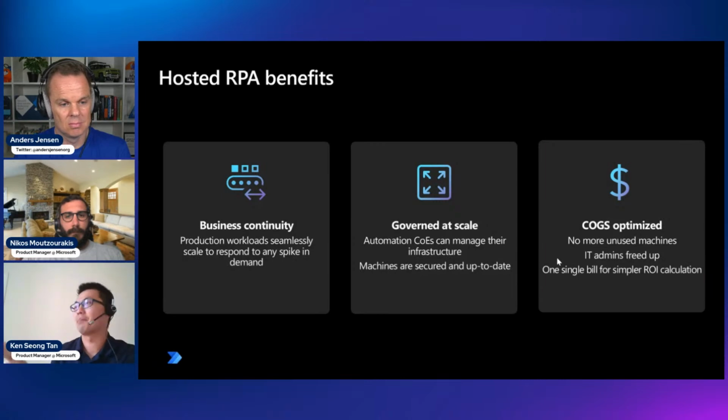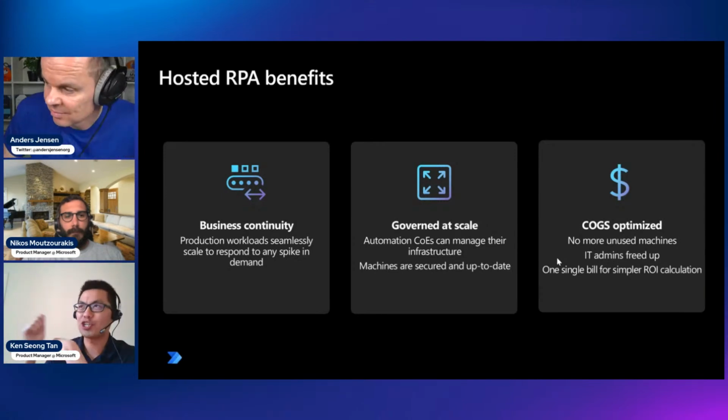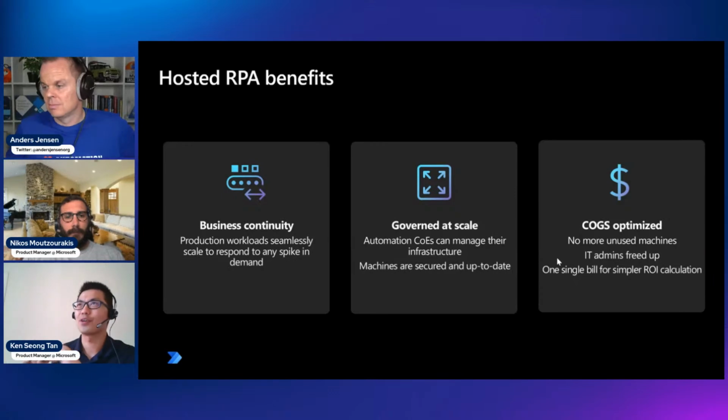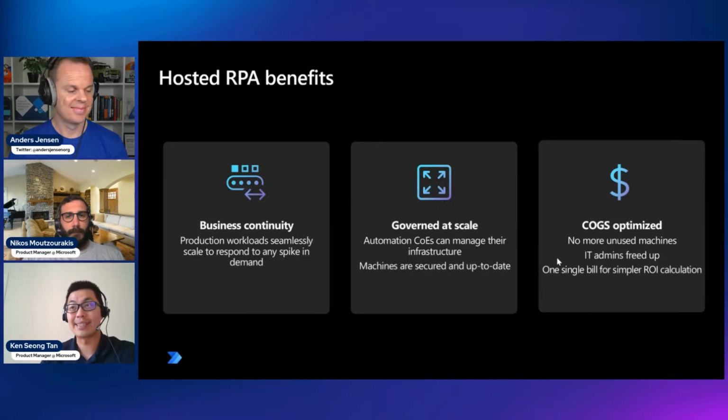And of course, the last one is COGS optimized, because now you are utilizing your machines much more heavily by doing load balancing. IT admins are freed up because they no longer need to provision a machine for you, apply a license for you, or configure them. All of that is done automatically. And with hosted RPA, because it's an add-on, it's as simple as being able to count your ROI for your automation itself. That's what I have in terms of hosted RPA.